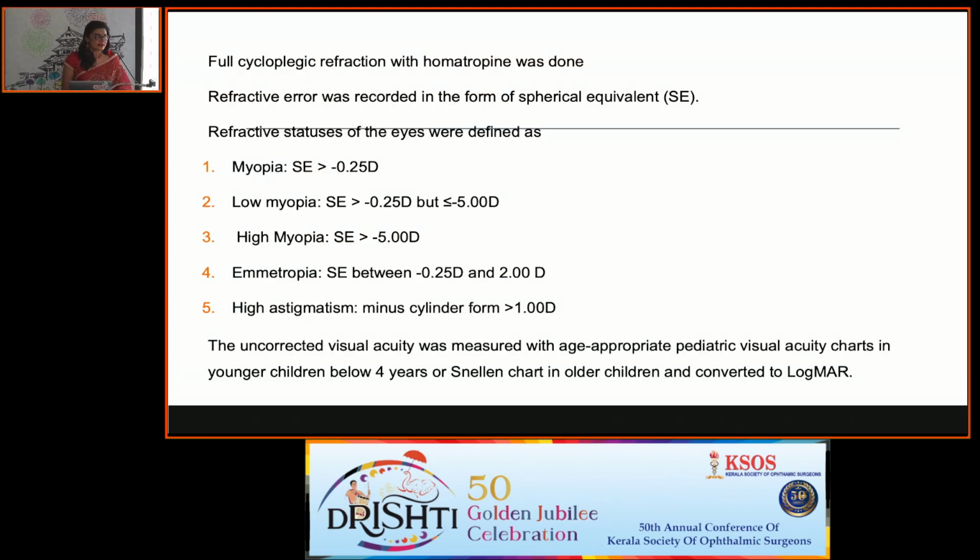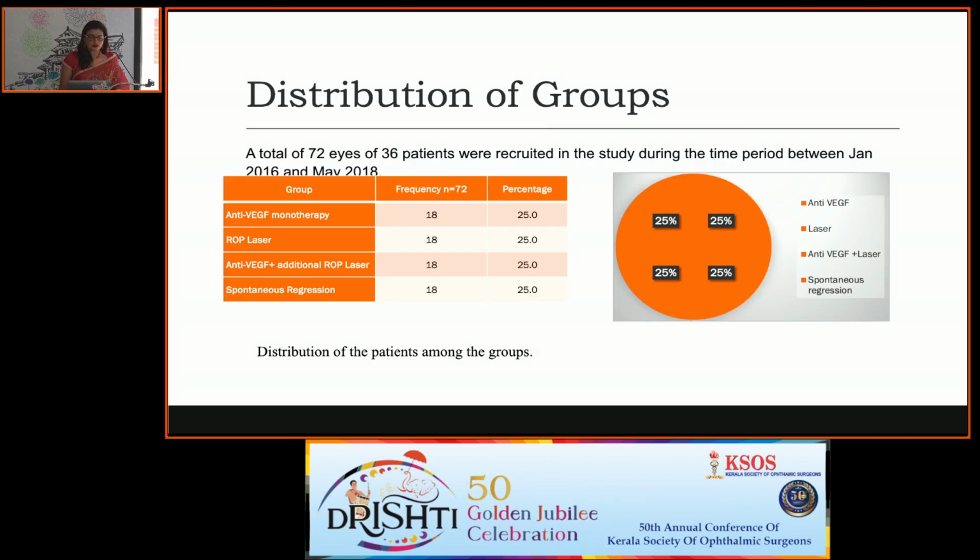At 4 years of age, full cycloplegic refraction with homatropine was done. The refractive error was recorded in the form of spherical equivalent, and the refractive status was defined as myopia: a spherical equivalent more than minus 0.25 diopters. Low myopia is between minus 0.25 and minus 5. High myopia is more than minus 5. Emmetropia is between 0.25 and 2 diopters. And high astigmatism is minus cylinder of more than 1. The uncorrected visual acuity was measured with age-appropriate pediatric visual acuity charts and Snellen chart in older children.